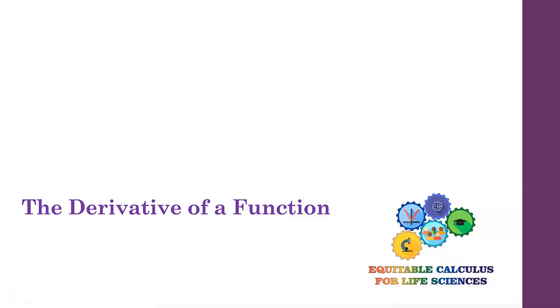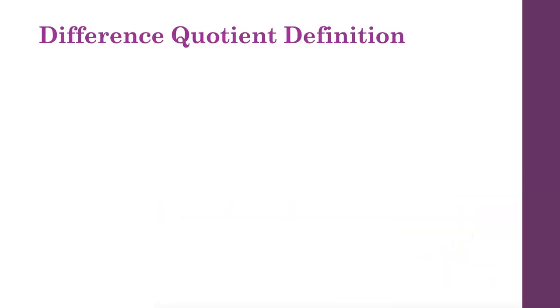So in this section, we're going to look at the derivative of a function and look at the derivative as a function itself. In the last few sections, we've looked at the difference quotient definition to calculate the slope of a tangent line at any one point. And what that would give us is a numerical value for the slope at that particular place.